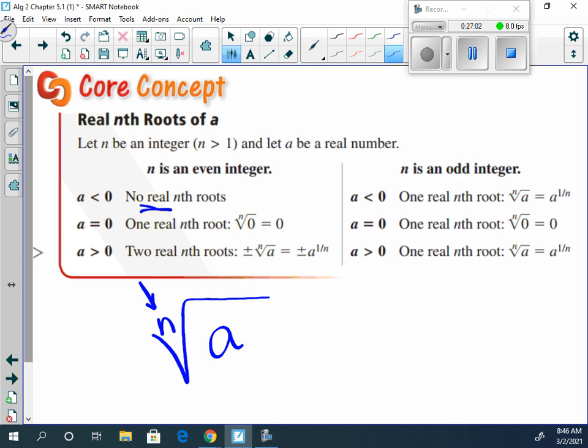Now, if the root is odd, so cubed roots, fifth roots, seventh roots, ninth roots, and we take the odd root of a negative number, it's just whatever that number is, because we can take an odd root of a negative number. So we could take the cubed root of negative 27, because 27 is 3 times 3 times 3. A negative times a negative is a positive, times a negative is a negative. So an odd number of negatives will become a negative. So we can do it with odd roots, odd sets of multiplication, but we can't do it with even.